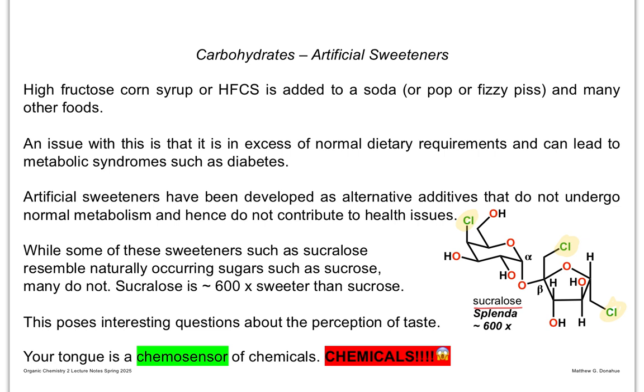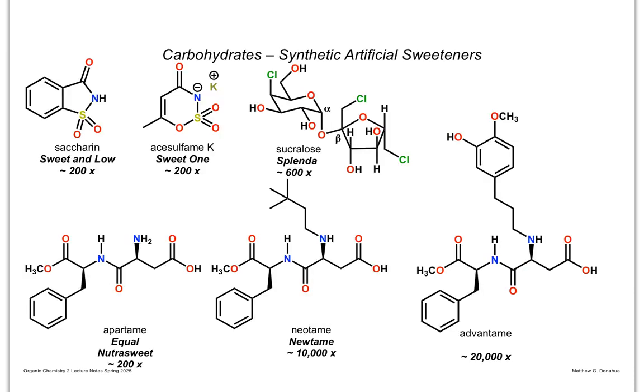So your tongue is actually a sensor for chemicals. I mean, that's what taste is. It's a chemical hitting a receptor, goes through all that process, and then you have an emotional response about it. So here are some common artificial sweeteners. So saccharin, which is sold as Sweet'N Low.